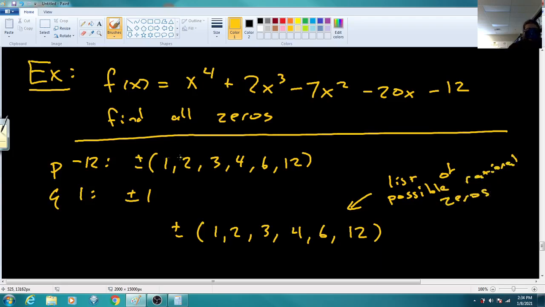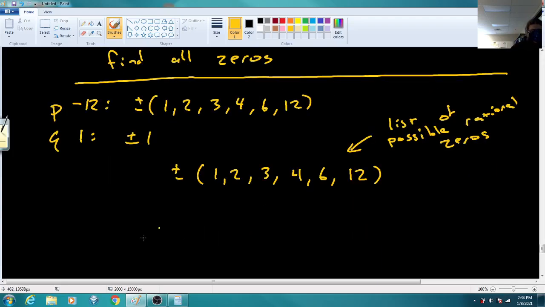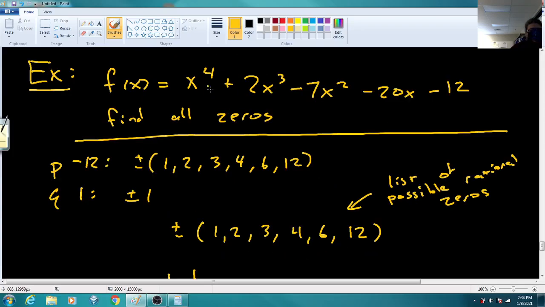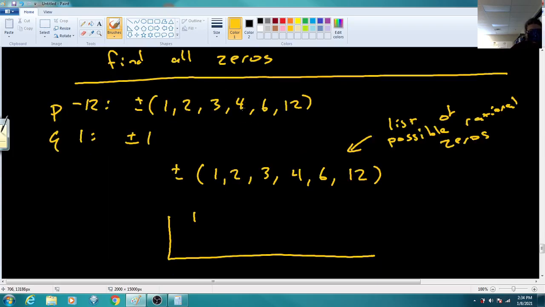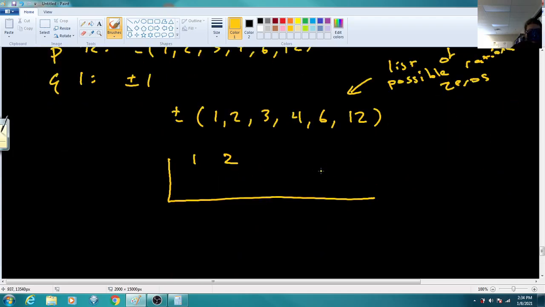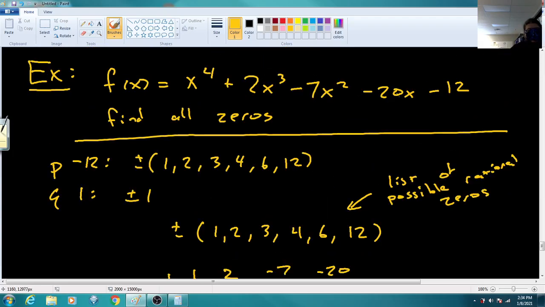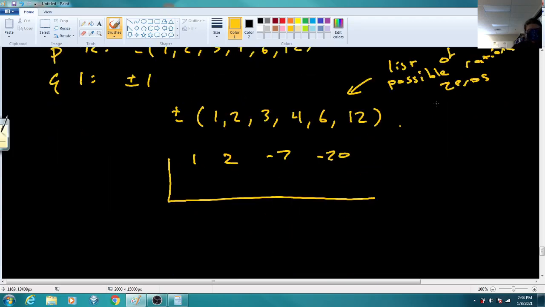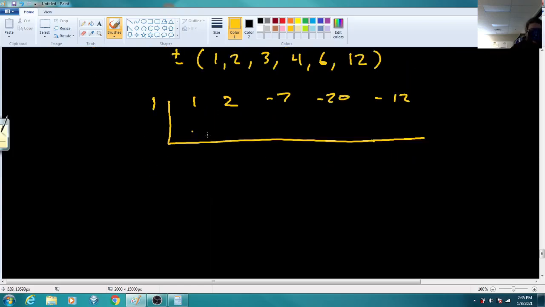Okay, so we're going to start with this list, and we're going to start going through and doing synthetic division on our polynomial. So 1 is x to the 4th's number, 2 is x cubed's number, negative 7 is x squared's number, negative 20 is x to the first power's number, and negative 12 is our constant term. We want remainder 0, so I'm going to start out with the easiest number to work with. I'm going to put a 1 there and see if we get remainder 0 from the 1.